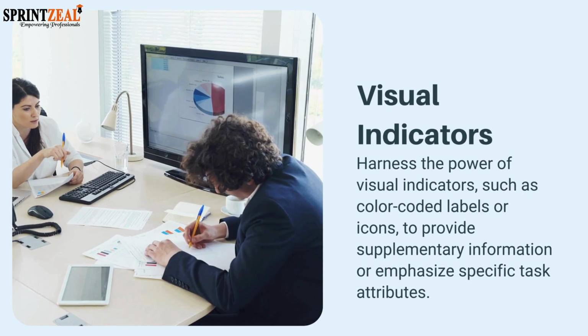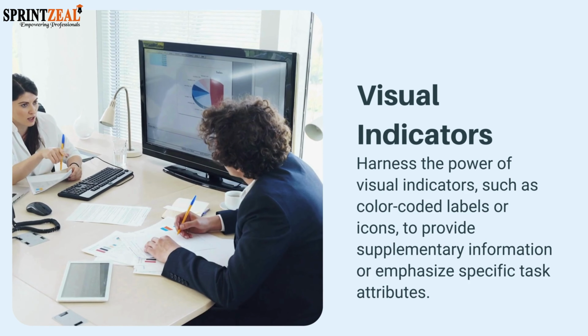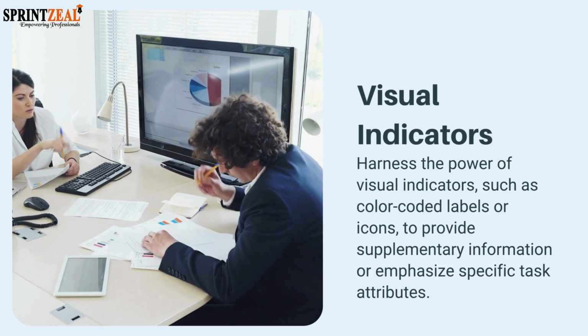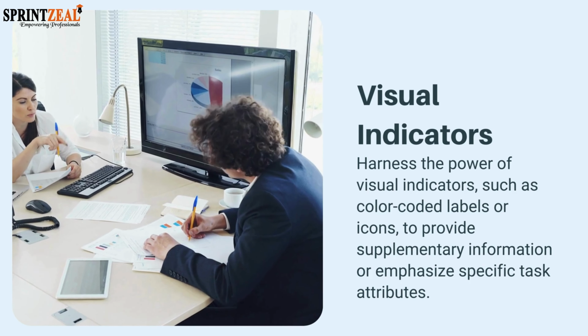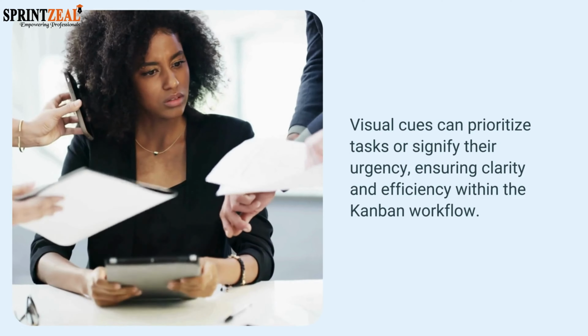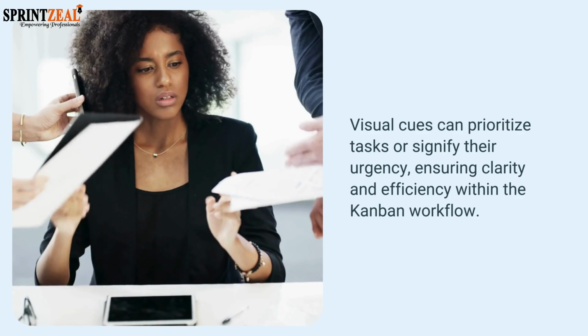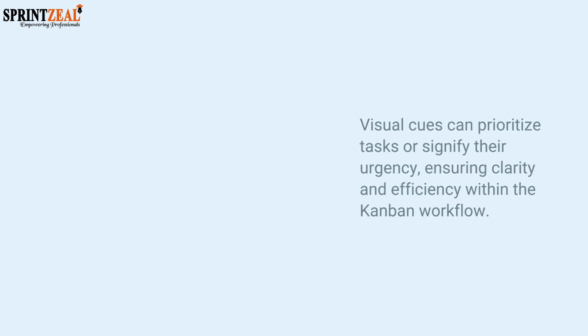Visual indicators. Harness the power of visual indicators, such as color-coded labels or icons, to provide supplementary information or emphasize specific task attributes. Visual cues can prioritize tasks or signify their urgency, ensuring clarity and efficiency within the Kanban workflow.